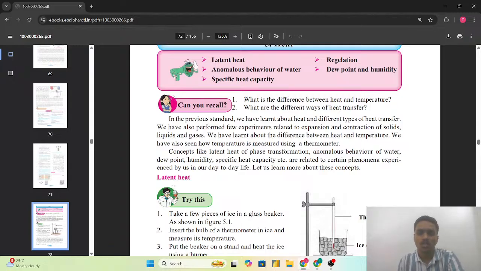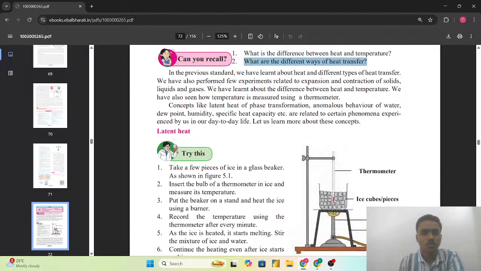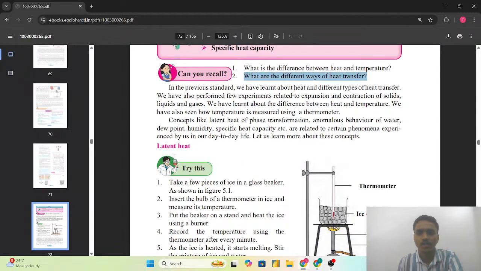The questions asked here: first question, what is the difference between heat and temperature? Second question, what are the different ways of heat transfer? Regarding these two questions, we have studied heat transfer in the previous standard. In the previous standard, we learnt about heat and different types of heat transfer.